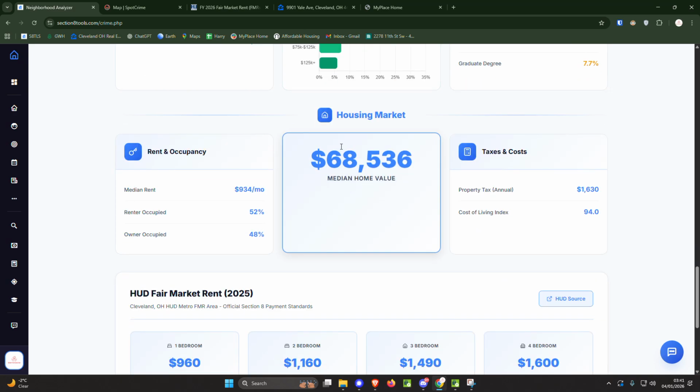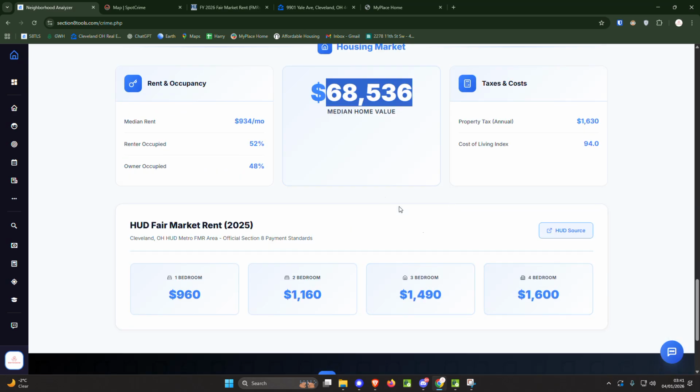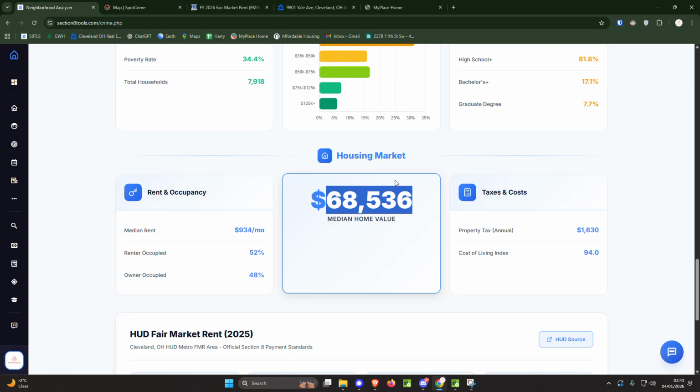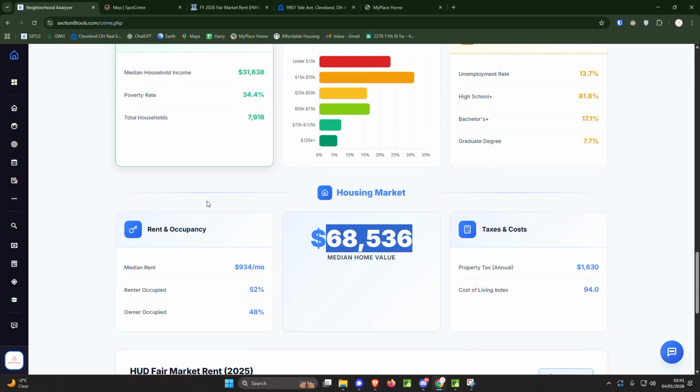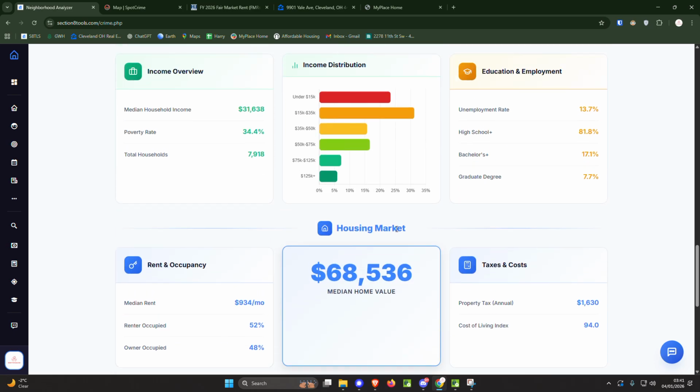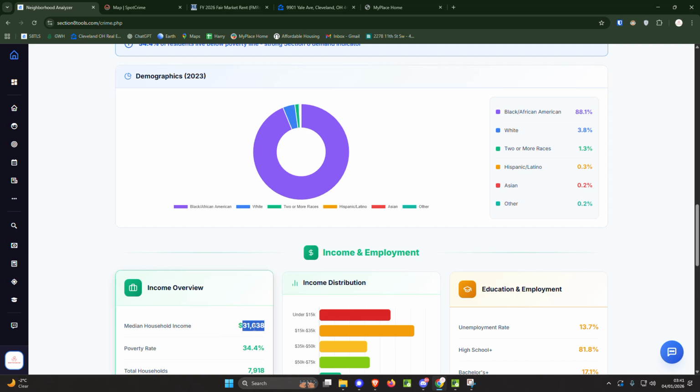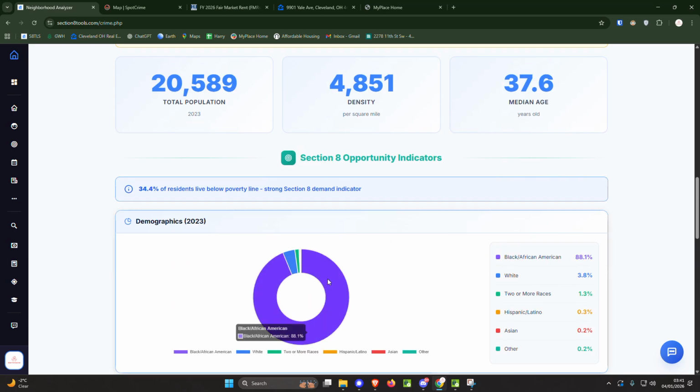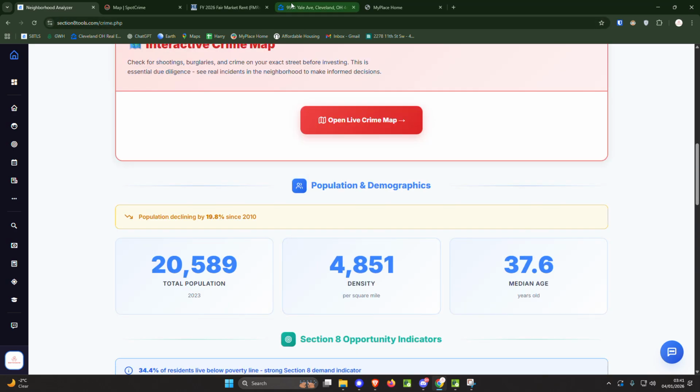But yeah, Section 8 tools, you can check kind of everything in here. Median rent, 900 for that neighborhood. Median household income, 30k. Yeah, so that is how I would do it.